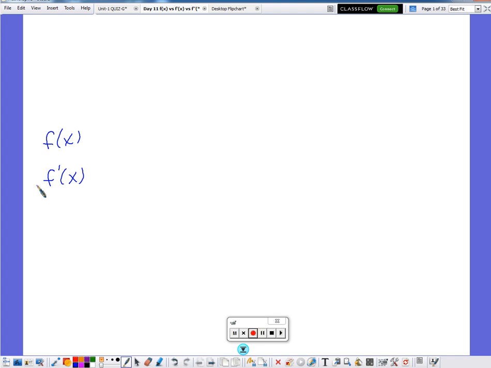But what we really mean by that is this is a function. It's a list of x, y pairs. This is also a function. It's also a list of x, y pairs. Let me illustrate. So go to this page now.